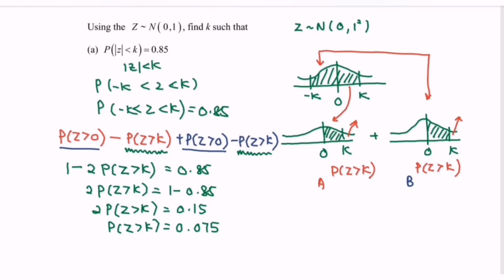So in here, we have 0.075. The nearest value for Z would be Z is equal to 1.44. So meaning that the probability is that Z greater than 1.44, and we will have 0.0749, which is the nearest part. So from here, the value of K is equal to 1.44.